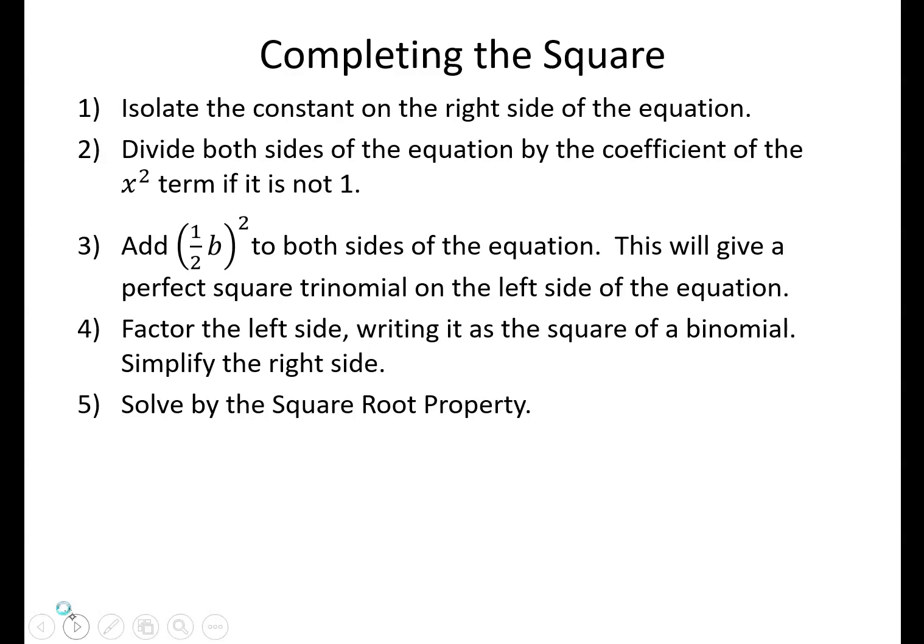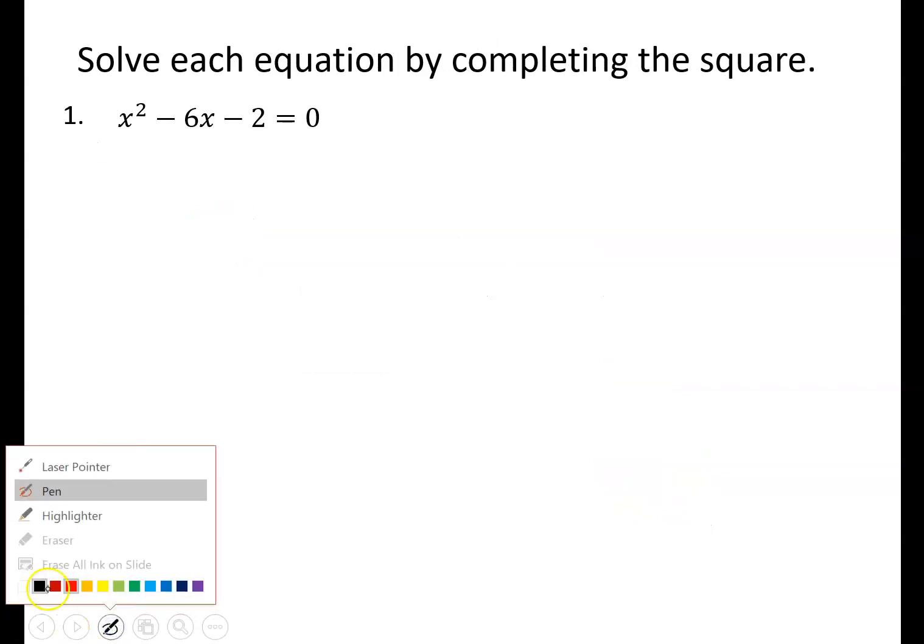But I do want to point out here on step 3, it says add 1/2 b squared to both sides. And that is actually the process for completing the square. That's like a formula that you'll need to know. But if you prefer, instead of 1/2 times b, that is the same thing as b divided by 2. So you could write it either way. It might be easier for you to think of it as b divided by 2, and of course then we will square it. And I'll show you that also in our examples. So let's go ahead and try one.